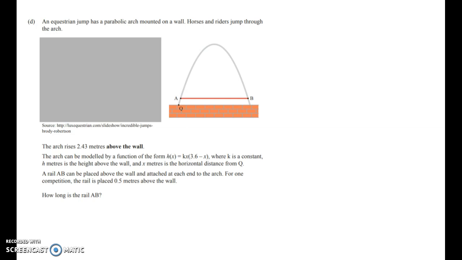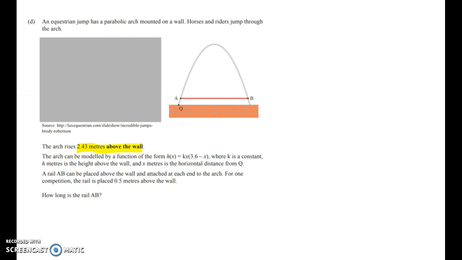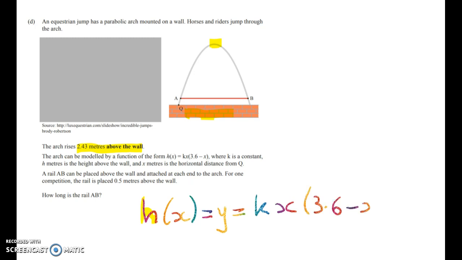So the first thing we've been told is that the arch rises 2.43 meters above the wall. So that means that if this is the wall here, this point up here has a height of 2.43 meters. And then we're given a functional form for the arch. In other words, most of the equation. And the equation is h of x, which is just another way of saying y. It's a function, and y is equal to kx times (3.6 minus x).